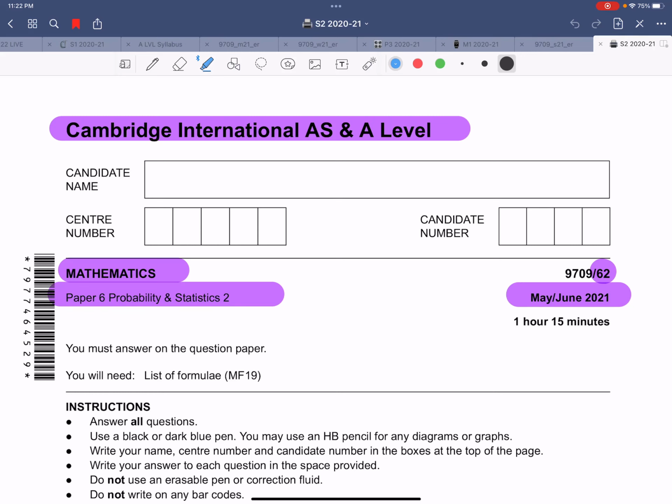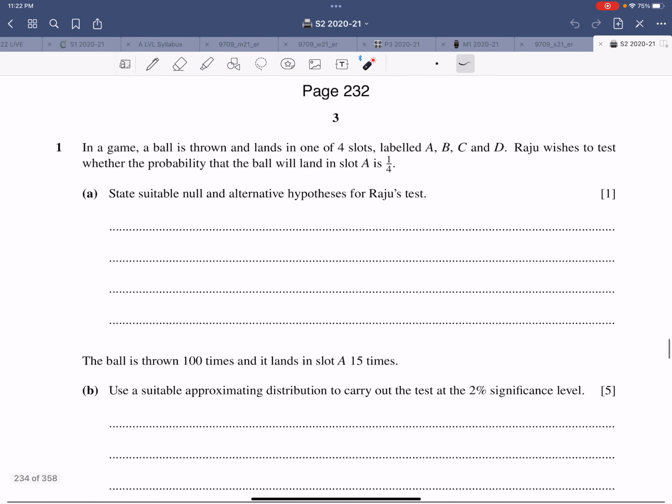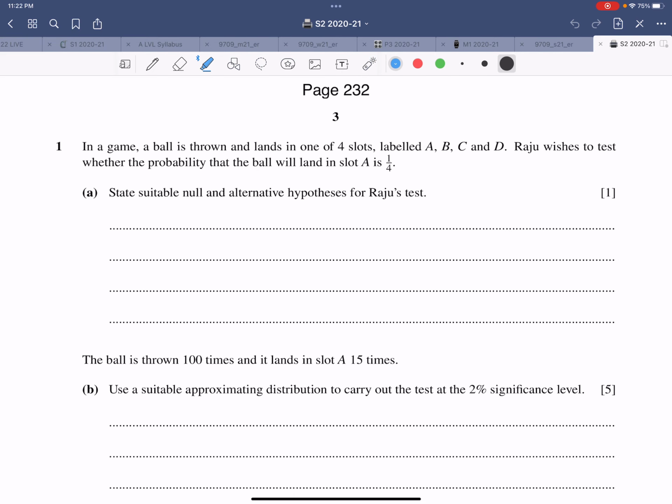June 2021, variant 62. So here we go. Let's read the first question completely and then decide the name of the topic.